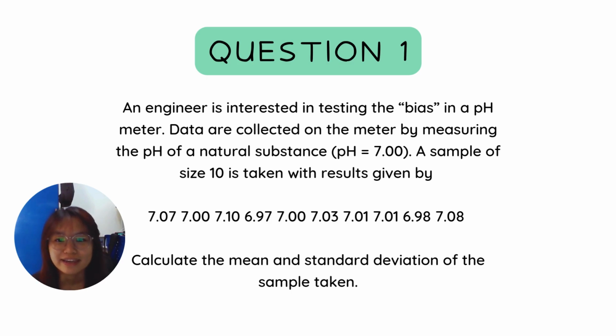Question 1 is, an engineer is interested in testing the bias in a pH meter. Data are collected on a meter by measuring the pH on a neutral substance, which is 7. A sample of size 10 is taken with the results given by the numbers below. So we need to calculate the mean and standard deviation of the sample taken.